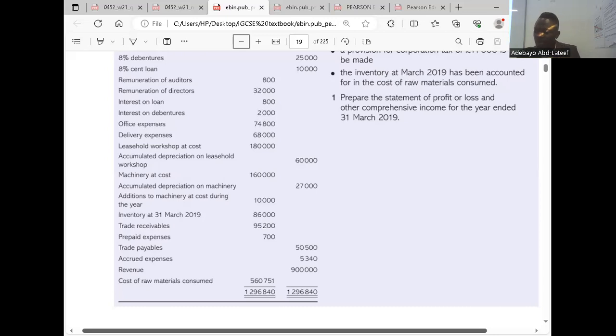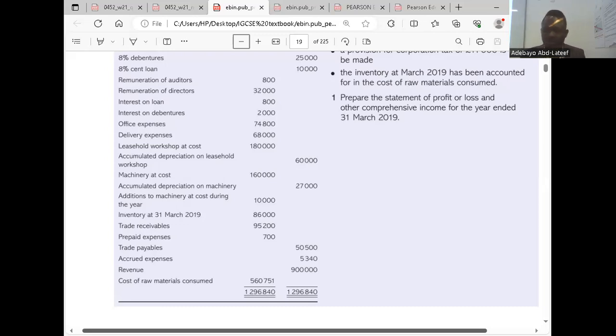So how do we prepare it? Before we go further, there's accrued expenses. Why do we call it accrued expenses? These are payments that we are supposed to pay for services that have been rendered to us. It's an accrued expense, so it is part of our current liability. We are owing certain businesses. So accrued expense is not an expense, it's not going to be recorded here. It will be in your statement of financial position as other payables.